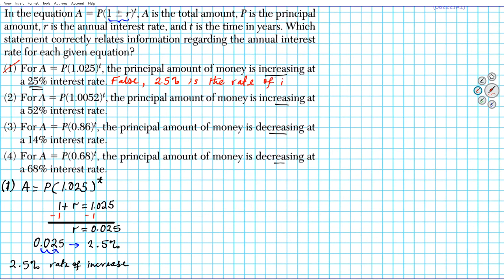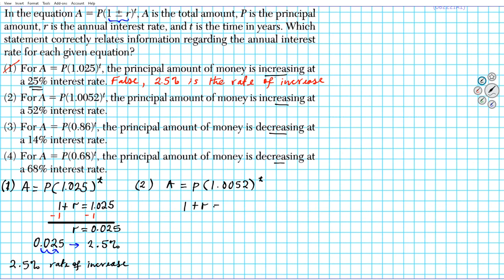All right, now let's move on to the second option. What if we have a situation where the model is A equals P times the quantity 1.0052 to the t? Is the rate of increase specified here, 52%? Well, let's see. Here, the quantity in the parentheses is bigger than 1, so it's going to be 1 plus r, again a growth scenario.